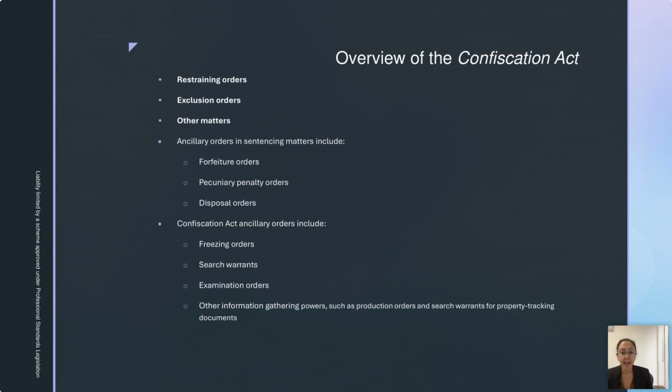Freezing orders are often made against financial institutions without anybody's knowledge to freeze assets before a restraining order is made. Often you might get a client come to you and say, I can't access my bank account, and they haven't been served with the restraining order. What might have happened is a freezing order has been made pending a restraining order being made in the courts ex parte. So it's a very preliminary step that can be undertaken.